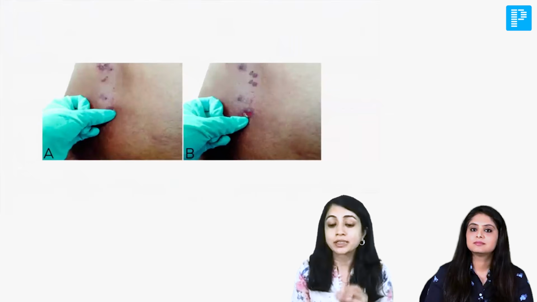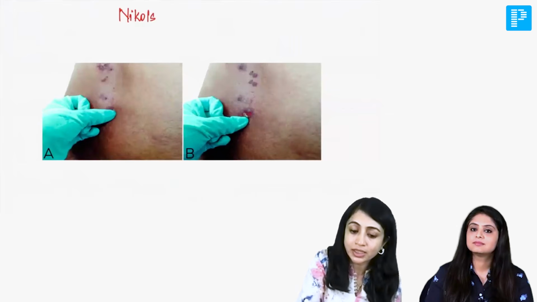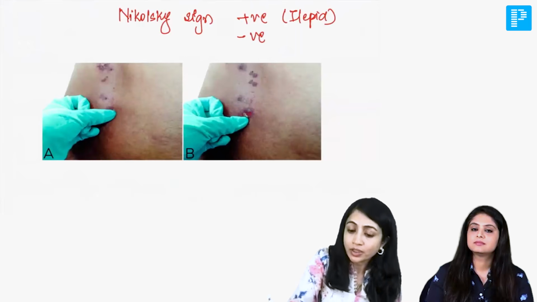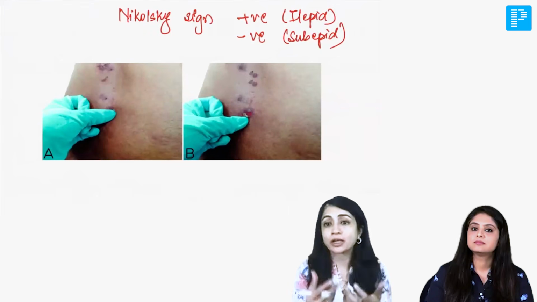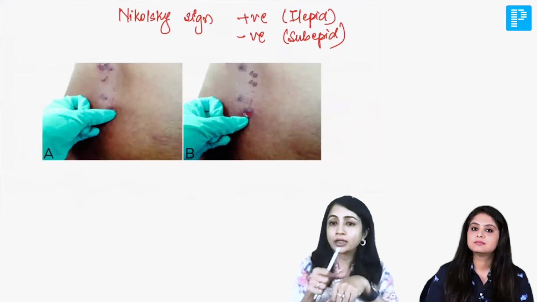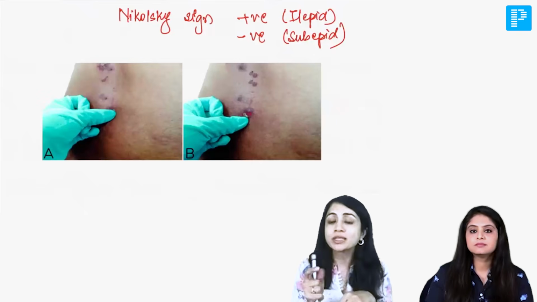Coming to the last clinical sign, which is very, very important here, which I have been mentioning, is the Nikolsky sign. So Nikolsky sign is always positive in intraepidermal disorders, whereas it is negative in subepidermal disorders. Now, what is Nikolsky sign? If you have a patient of pemphigus vulgaris or foliaceus, you would see bulla, you would see erosions. Now, take an area of skin which is around that bulla, around that erosion, and just put a shearing force on that area.